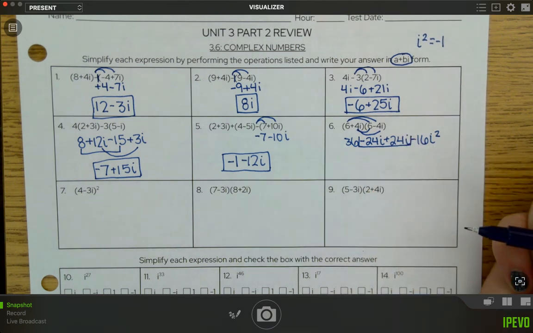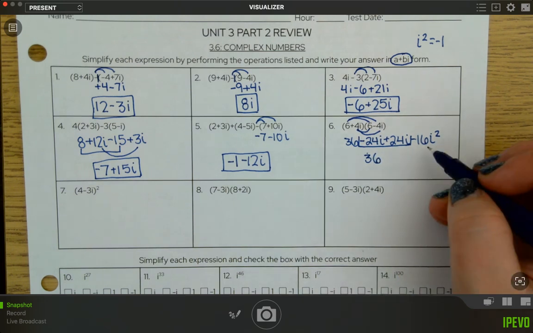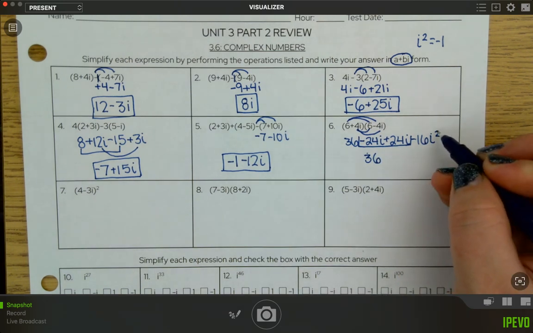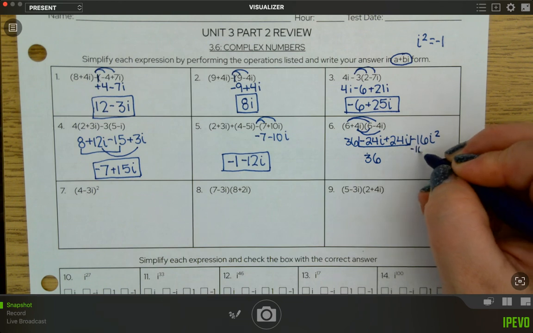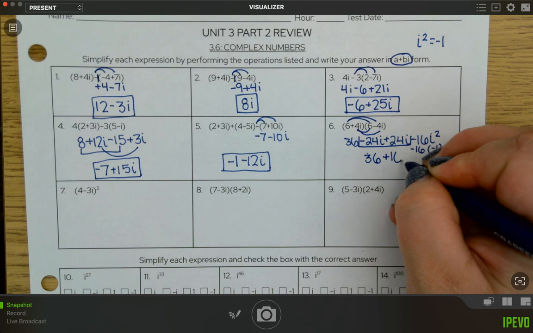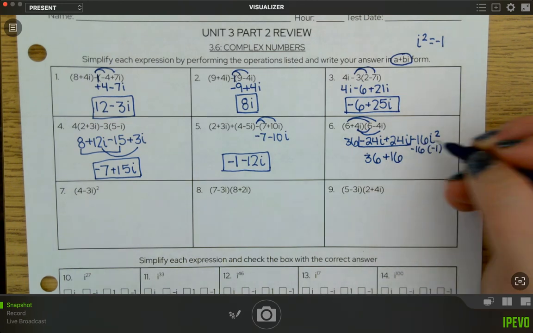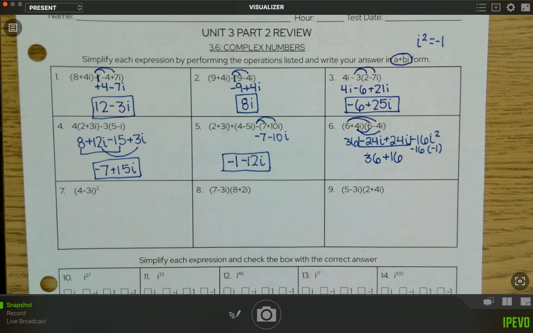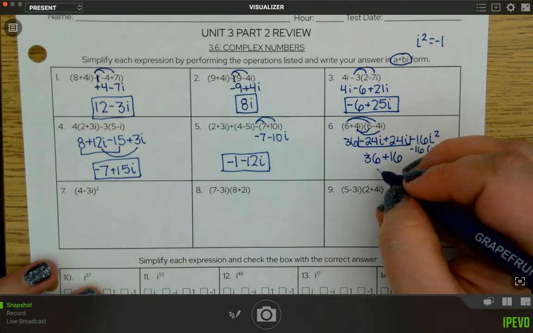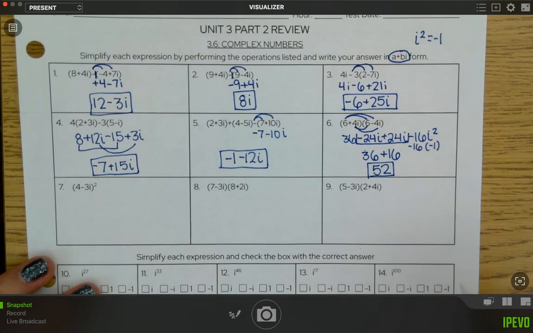Negative 24 plus 24 is 0. So you really just have the 36. And then i squared is negative 1. So this is really negative 16 times negative 1. That makes it plus 16. So this i squared just changes the sign and then it gets to go away, because writing 16 instead of negative 16 i squared is much simpler. Then I can add 36 and 16, which makes 52. And there you have it.